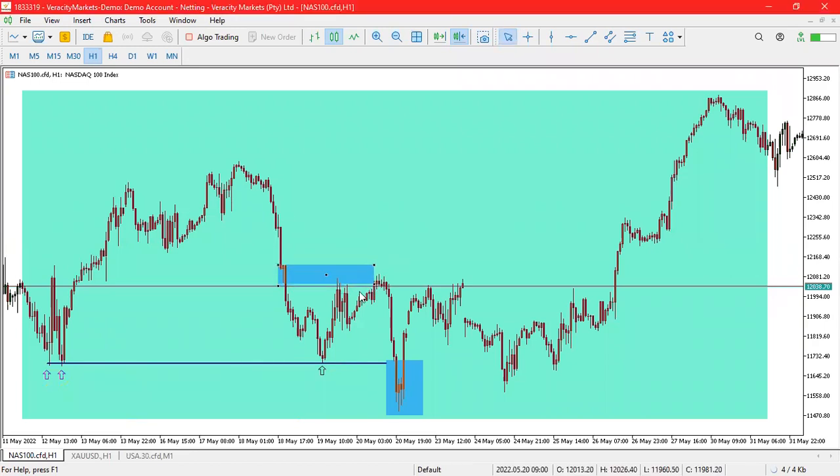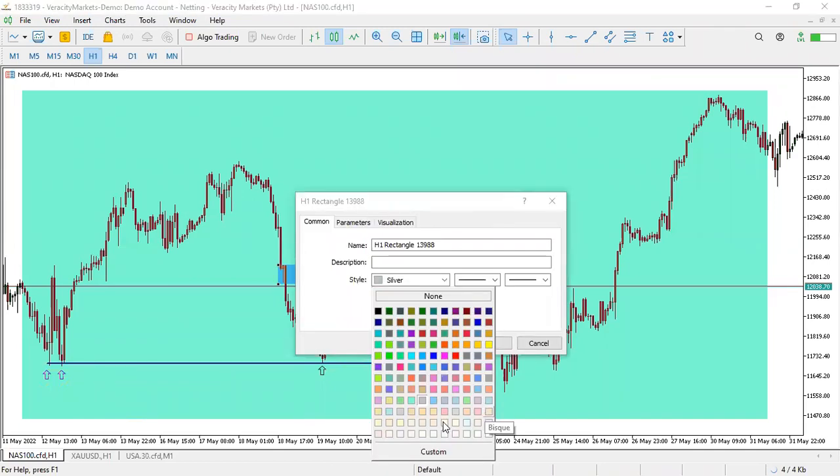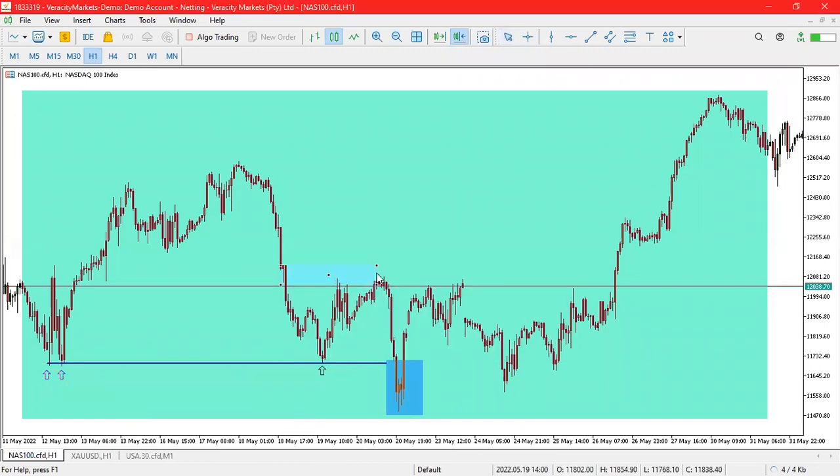So don't be surprised, guys. You know these things. You see, this is our mitigation block. Check what happened after the mitigation block. I want to show you something, guys. For those who don't know, a mitigation block is a level where the market price will come back and fill the inefficiencies of the previous gap. Let me delete this zone now so that it is clear.